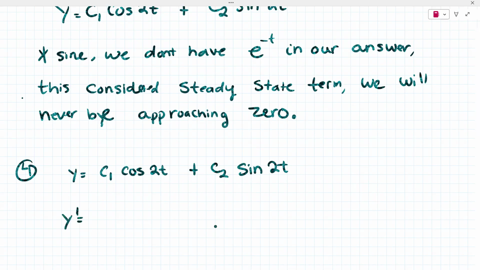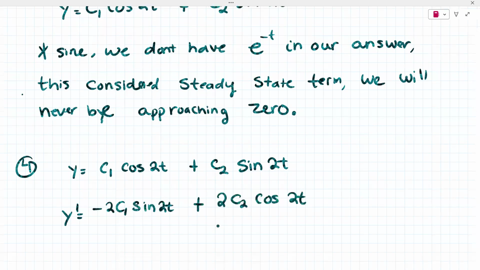So y prime is, what is the derivative of c1 cosine of 2t? Well, c1 is a constant, so you just use the chain rule. What's the derivative of cosine? Negative sine. And then you take the derivative of 2t. So that gives you negative 2c1 sine of 2t plus, what is the derivative of sine of 2t? It's going to be 2c2 cosine of 2t.